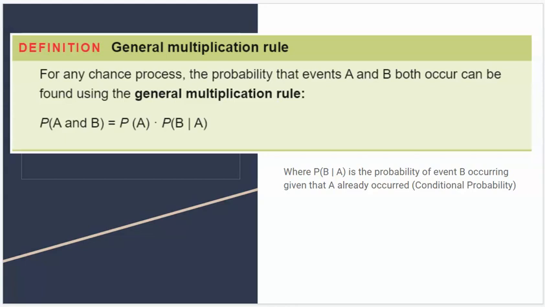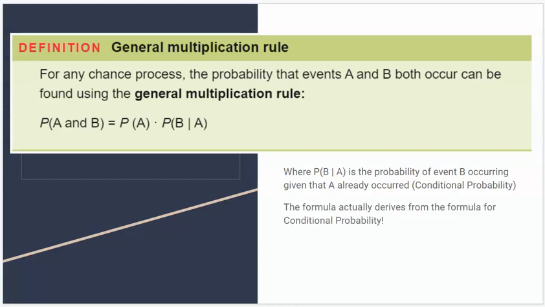So here is that general multiplication rule. For any chance process, the probability that events A and B both occur can be found using this rule. The probability of A and B is the same as the probability of A times the probability of B given A. So this is kind of our conditional probability. Hopefully you learned about that last time, where event B occurring, given that A already occurred, is the piece right here. Well, let's take a look at this a little further.